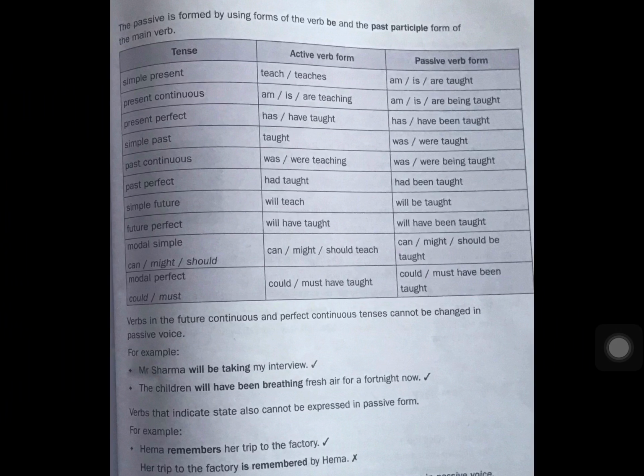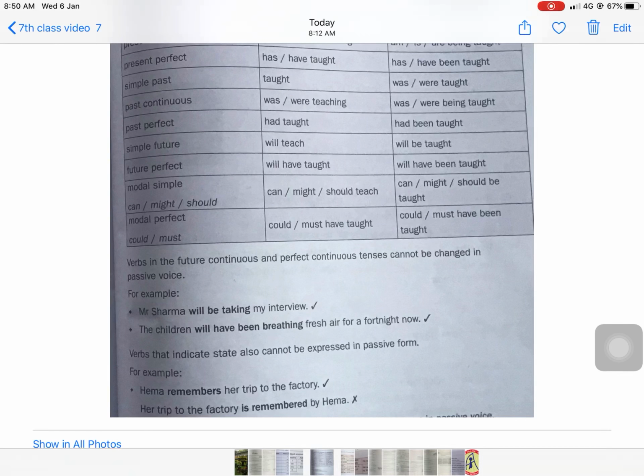Verbs that indicate state also cannot be expressed in passive form. So here, what should you remember, children? These will be there in active voice only. They cannot be changed to passive voice: future continuous and perfect continuous tenses. That has to be remembered by you.